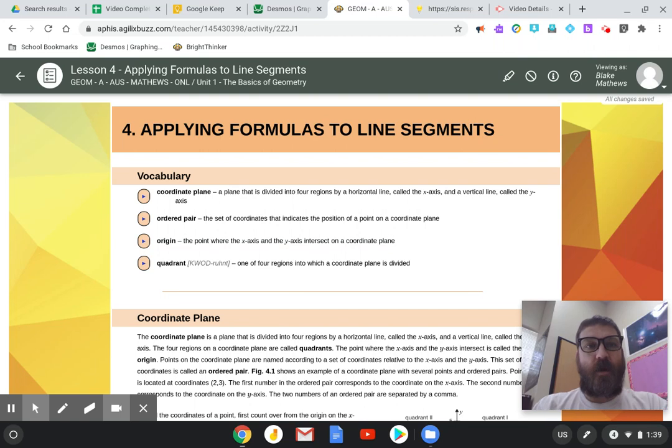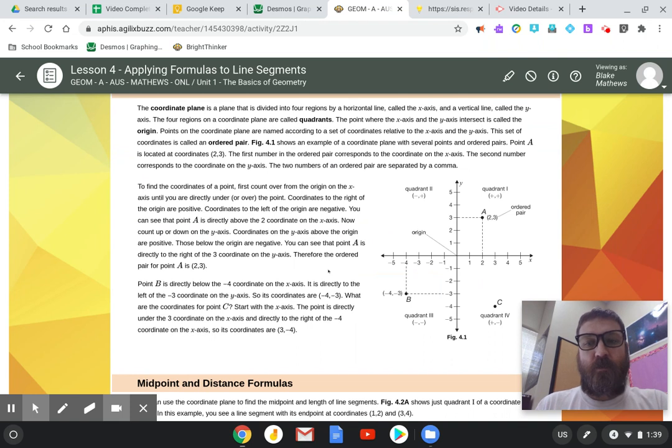All right, this is the Geometry Unit 1 Lesson 4 video. This is going to take us to a different way of thinking about line segments, and that is thinking about them as if they were points graphed on the coordinate plane. That term should be something you know. You did a lot of this in algebra.